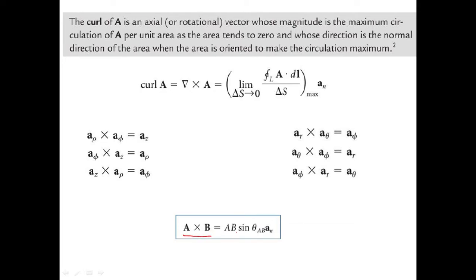The cross product of two vectors is given by the multiplication of both magnitudes into the sine of the angle between A and B, and this is given by AN. So when I write B cross A, this AN will be in the opposite direction, so we'll have a negative sign here. I think everyone knows that. We'll move on to the next slide.